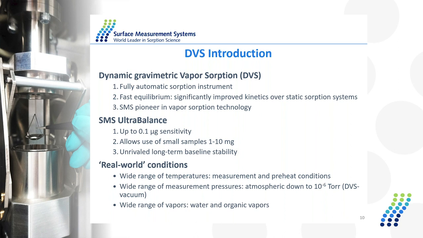And compared to the static method, DVS has a continuous flow of the probe molecules to the sample, so a much faster equilibrium can be reached. And the experiments are done at real-world conditions, just at ambient temperature and pressure, which keeps the original state of the sample for the measurement without any changes. This is very important for some sensitive materials, like freeze-dried material as well as some pharmaceutical material with hydration water. We don't dry out this water during the measurement.